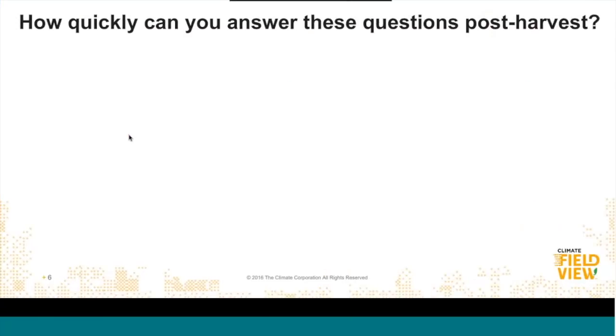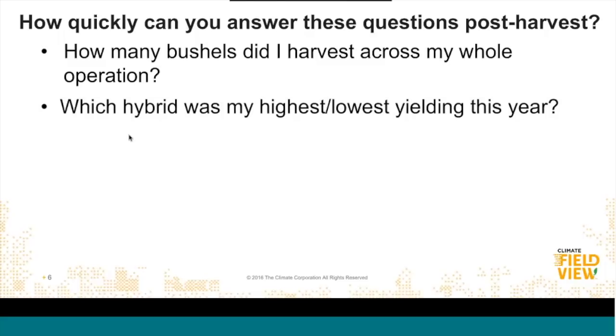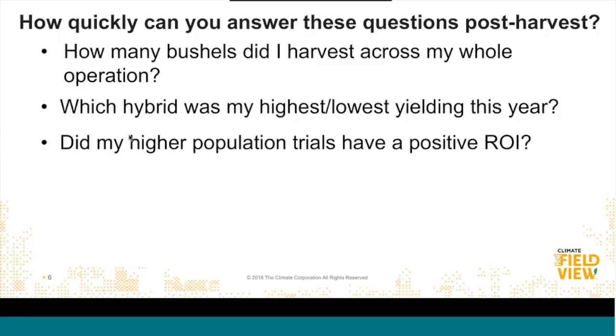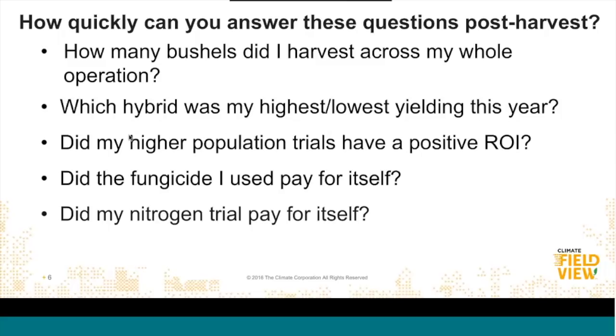The question really when it comes to yield analysis is how quickly you can answer these kind of questions, such as simple ones. How many bushels did I harvest across my whole operation? What hybrid or variety that I planted was my highest or lowest yielding this year? If I put in a higher population trial somewhere, did that have a positive ROI? Did it actually make me money? If I sprayed a fungicide or an insecticide or I put some treatment onto the field, did it pay for itself? What was the yield gain I got for using that particular product? Or a nitrogen trial, did that pay for itself?